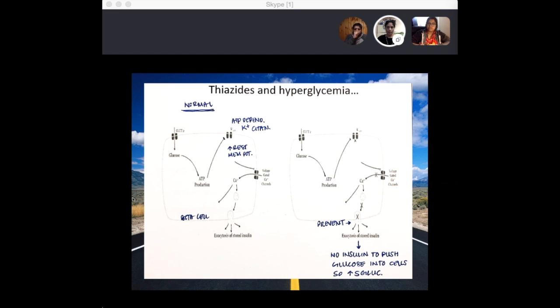And here's a picture. So here's the ATP potassium sensitive channel. This is where the potassium needs to come in in order to cause influx of calcium, in order to cause depolarization and then release of insulin. So that's the normal, and then this would be the abnormal. If there's no potassium influx, there's no calcium influx, and then no release of insulin. Sorry, the picture quality is bad.